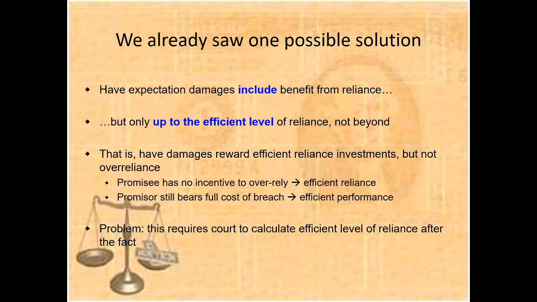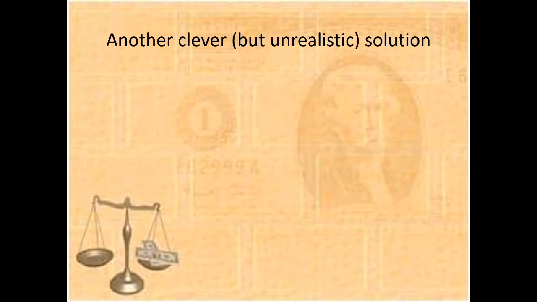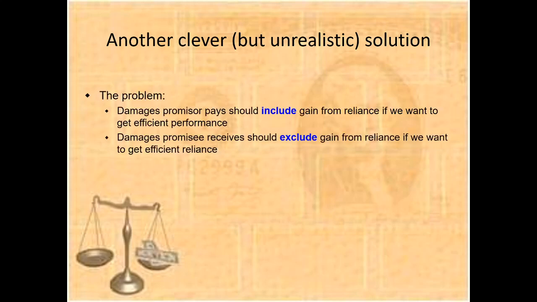What is the problem with this? Theoretically, or conceptually, it is very clear, but in reality things are not as clear as we think. So this requires the court to calculate. Now from the point of view of the court, this requires a huge calculation. That is, calculating the efficient level of reliance after the fact. At the same time, you have other problems also.